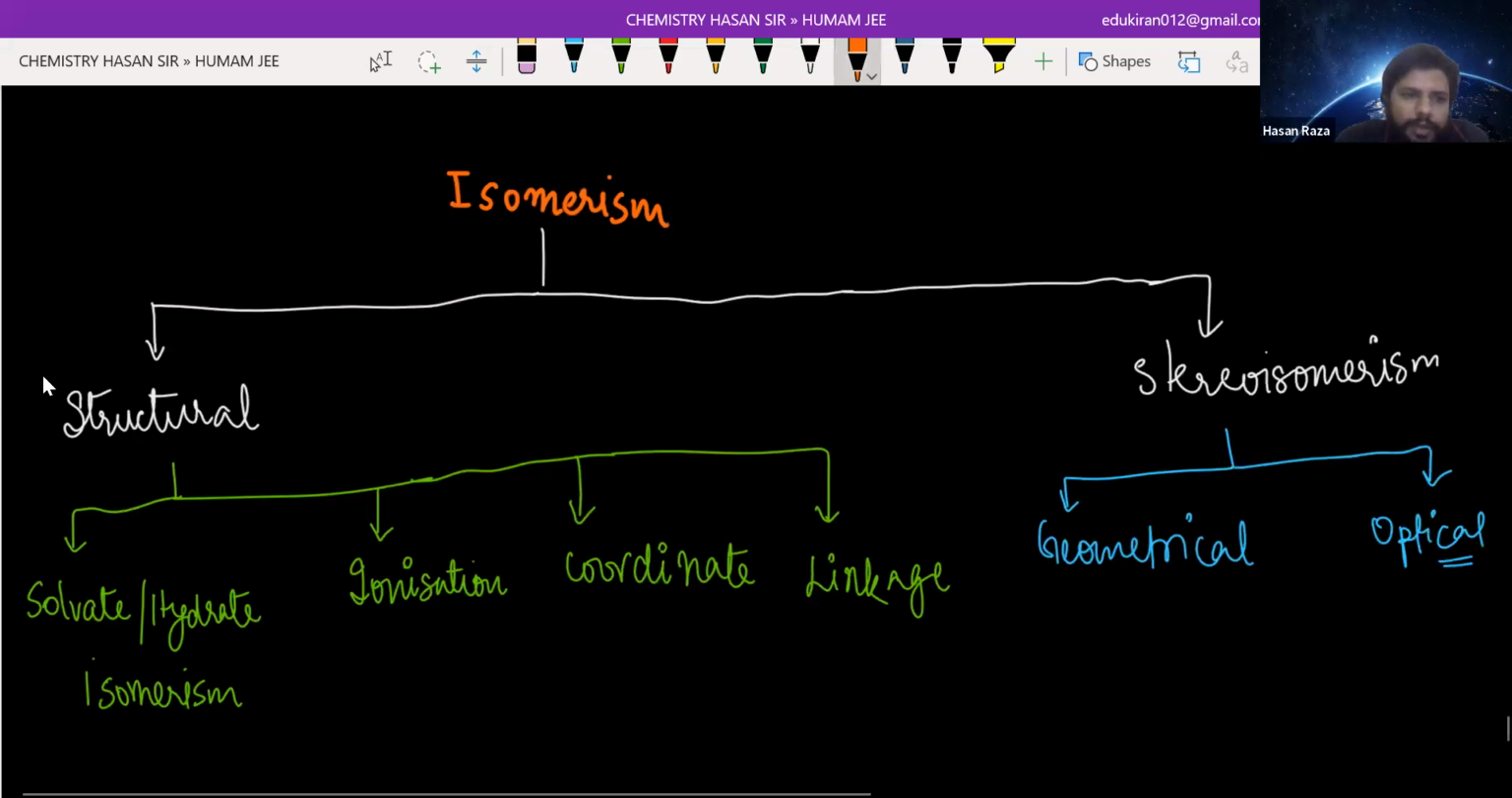So you can see structural isomerism is divided into four parts: solvate or hydrate isomerism, ionization isomerism, coordinate isomerism, linkage isomerism, and stereoisomerism is divided into two parts: geometrical and optical. So today we are going to complete this. Please do write it. We will write the definition as well as the example.